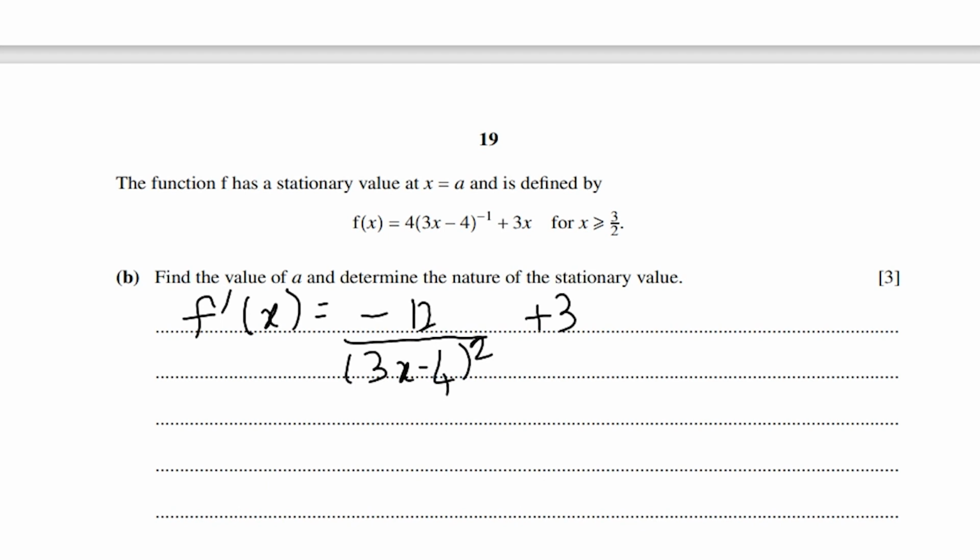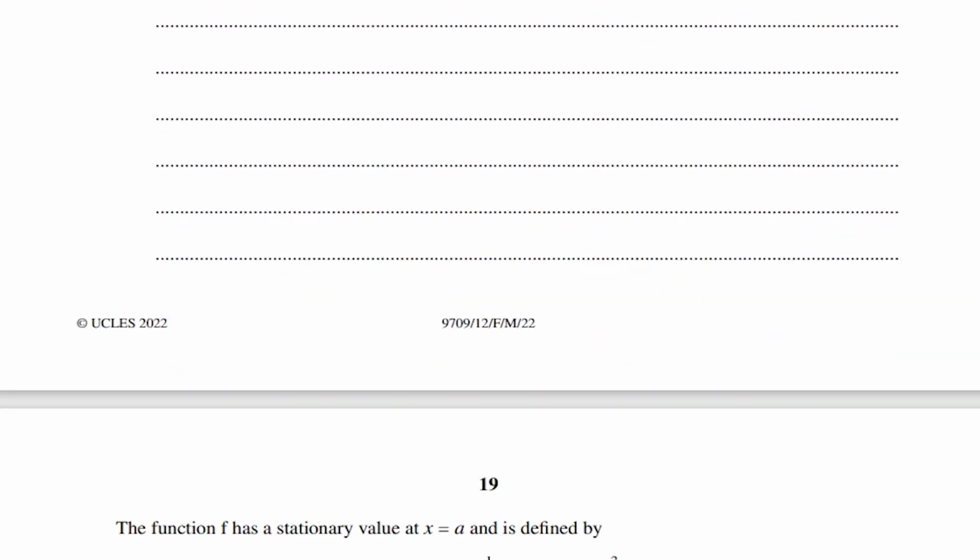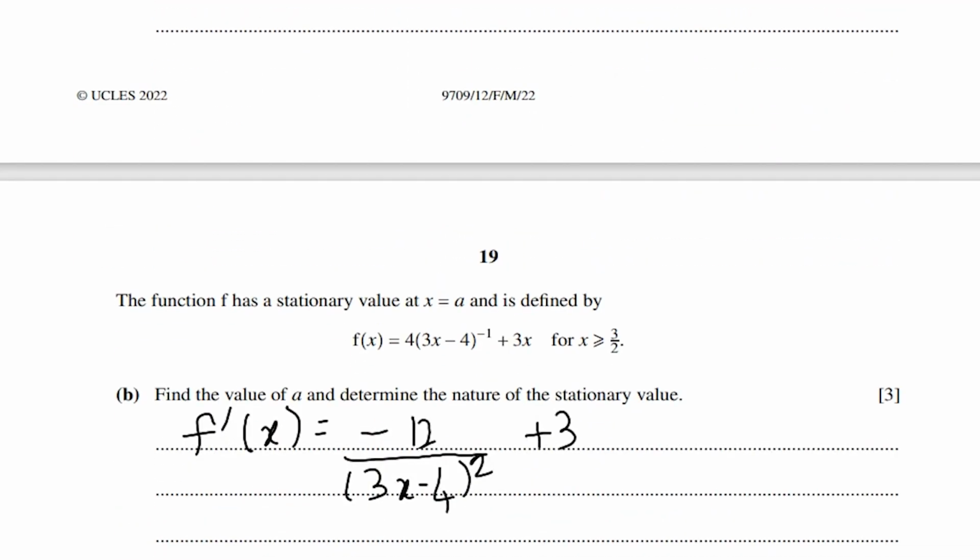The function f has a stationary value at x equal to a. This also means that the stationary value of x will also be the stationary value of a. Okay, so we had these two as our stationary values, and now since in f(x) we will use 4 as the value of k, we can use this value as the stationary value of a. And we are also told that x must be greater than or equal to 3/2.